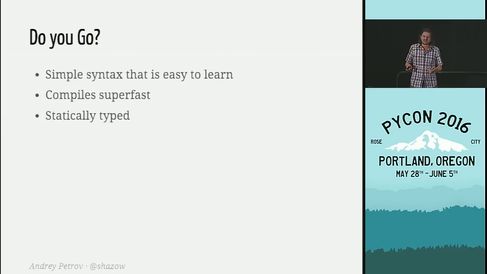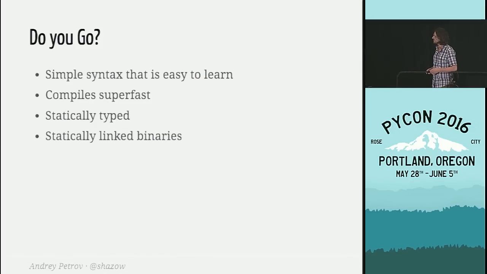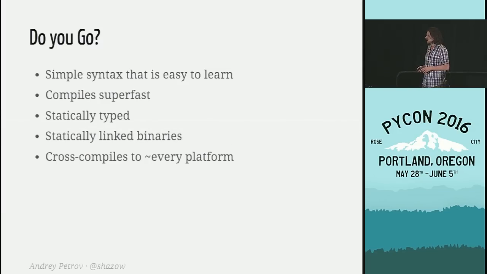It's statically typed, so you have more safety: integers are integers, strings are strings, and other types. It's a statically linked binary, so you deploy by just building a binary and shipping it off to a server and running it. And it cross-compiles to tons and tons of platforms. They're adding new ones every month, and at this point they've gotten to the realm of things I've never heard of before. So you can build from your Mac to the Raspberry Pi to Linux, and it all cross-compiles really easily.